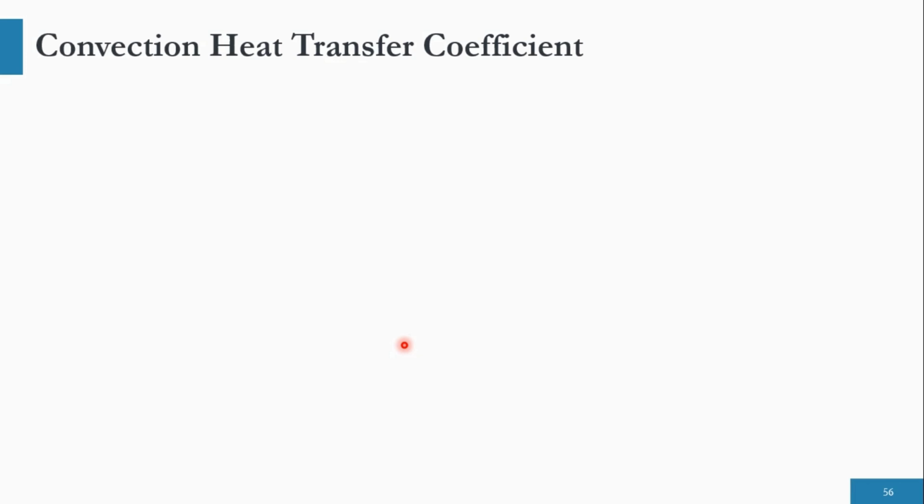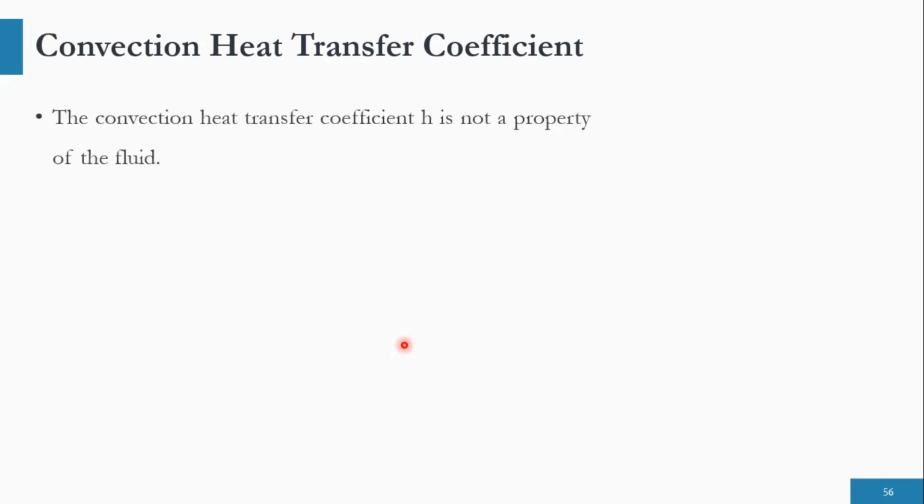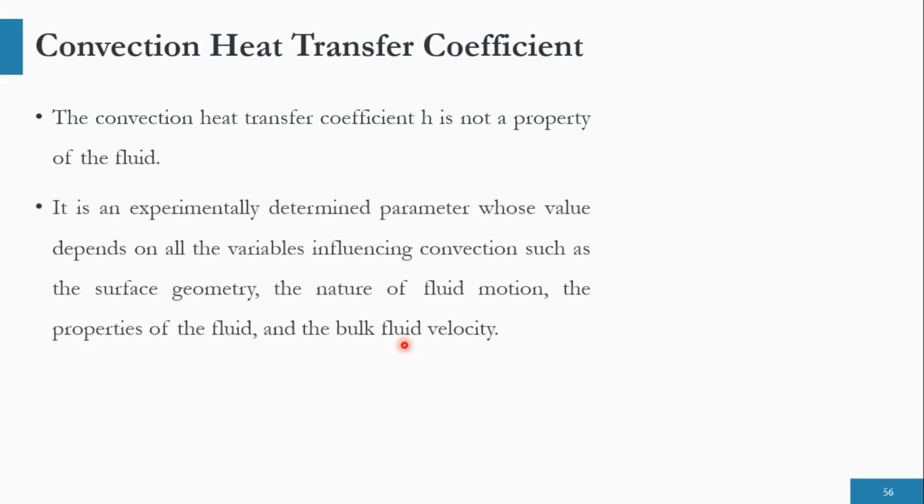Going to the convective heat transfer coefficient, it is not a property of the fluid and is determined experimentally, and the values determined from these experiments are dependent on various parameters such as surface geometry, nature of fluid motion, the properties of the fluid, and bulk fluid velocity. As we have said, it is basically conduction plus fluid bulk motion. If there is no bulk motion, it will go to conduction, but if there is bulk motion, we call it the convection phenomenon.